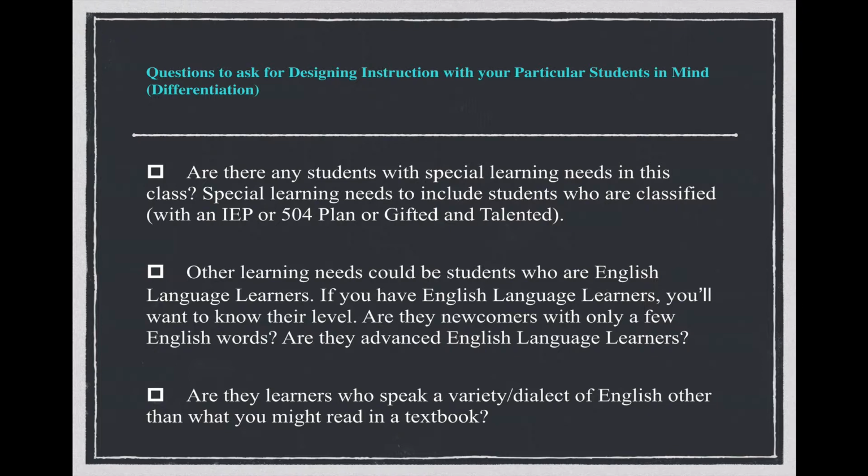Do I have gifted and talented? That's a classification. If students aren't classified as gifted and talented, do I have students who are advanced in some way? And even in PE, do I have advanced athletes in the class? And these are all special learning needs that you're going to want to know so that you can start planning for. Other learning needs would be English language learners.